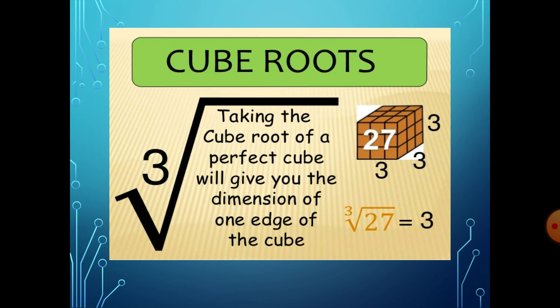It means a pair of 3 numbers. Here in square root we are taking a pair of 2 numbers, but in cube roots we have to take a group of 3 numbers. So a group of three 3's will give you 27. That's why the cube root of 27 is 3.